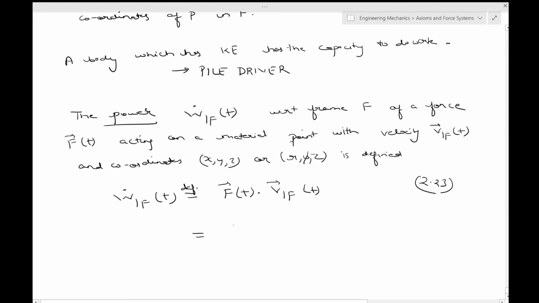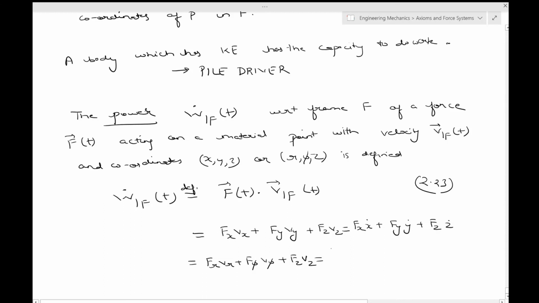Now if you take a dot product of two vectors in Cartesian, you would get fx vx plus fy vy plus fz vz, or fx into x dot plus fy into y dot plus fz into z dot. Similarly, in the cylindrical system, this would be fr vr plus f phi v phi plus fz vz, that is, fr r dot plus f phi r phi dot plus fz z dot. So this is 2.24.